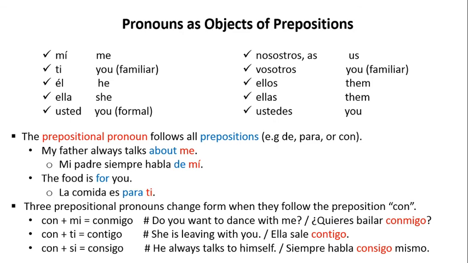As an exception, 3 prepositional pronouns change form when they follow the preposition con. Con plus me is conmigo. Do you want to dance with me? ¿Quieres bailar conmigo? Con plus ti is contigo. She is leaving with you. Ella sale contigo. Con plus sí is consigo. He always talks to himself. Siempre habla consigo mismo.